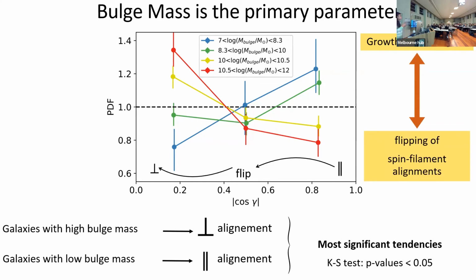alignments. And if you look at the physical processes that can cause this, these are mergers. So the observed link can be explained by mergers, which are responsible for both these features in the galaxy.